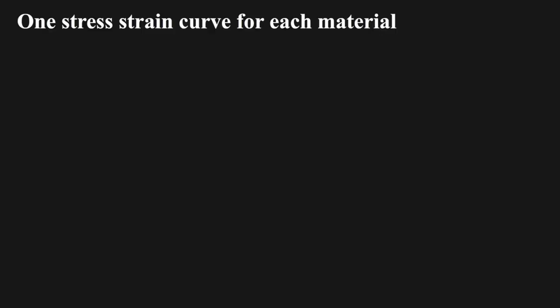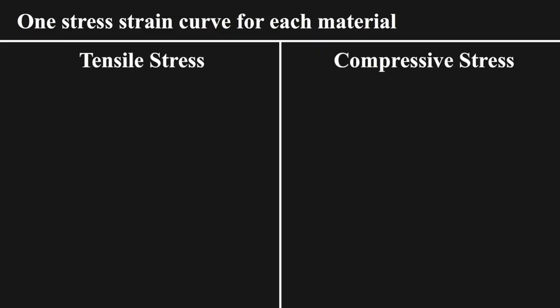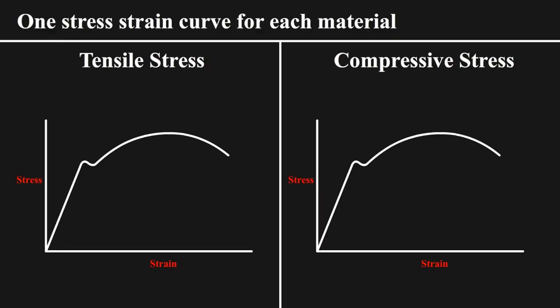Let's start with the first misconception: one stress-strain curve for each material. Well, there are actually two graphs for each material. One is for tensile stress and the other is for compressive strength. The curves might look the same, but the values at different points are different.